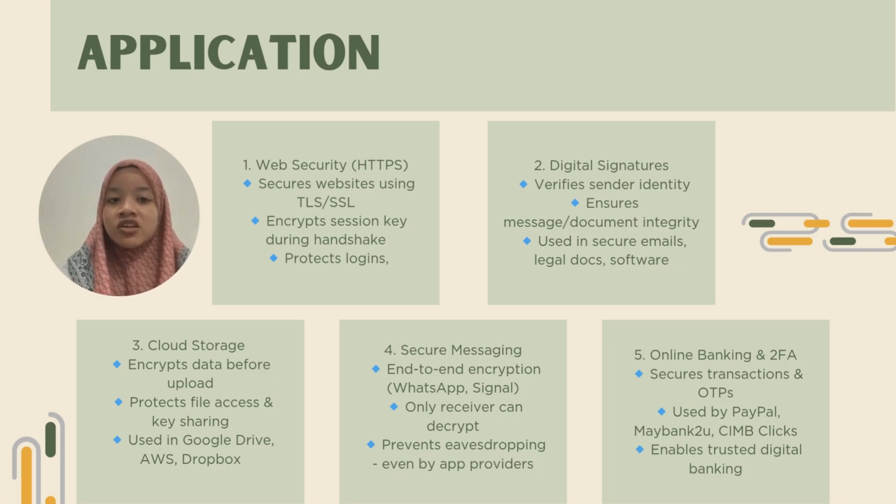Next, we have secure messaging. Apps like WhatsApp and Signal use RSA for end-to-end encryption. When you send a message, it gets encrypted with the receiver's public key, and only they can decrypt it. This ensures complete privacy. Even the app itself cannot read the message.